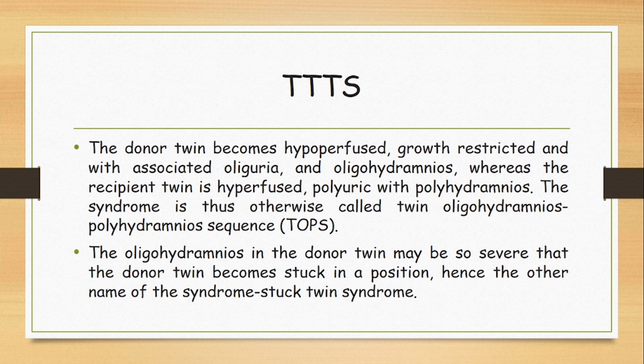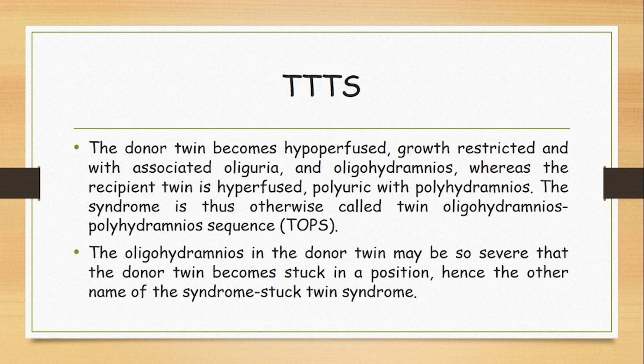The donor twin becomes hypoperfused, growth restricted, with associated oliguria and oligohydramnios, whereas the recipient twin is hyperperfused, polyuric, with polyhydramnios. The syndrome is otherwise called twin oligohydramnios polyhydramnios sequence because the recipient twin is more polyuric with polyhydramnios, and the donor twin becomes oliguric as a result of losing much blood to the recipient. The oligohydramnios in the donor twin may be so severe that the donor twin becomes stuck in a position. Hence, the other name of the syndrome, stuck twin syndrome.